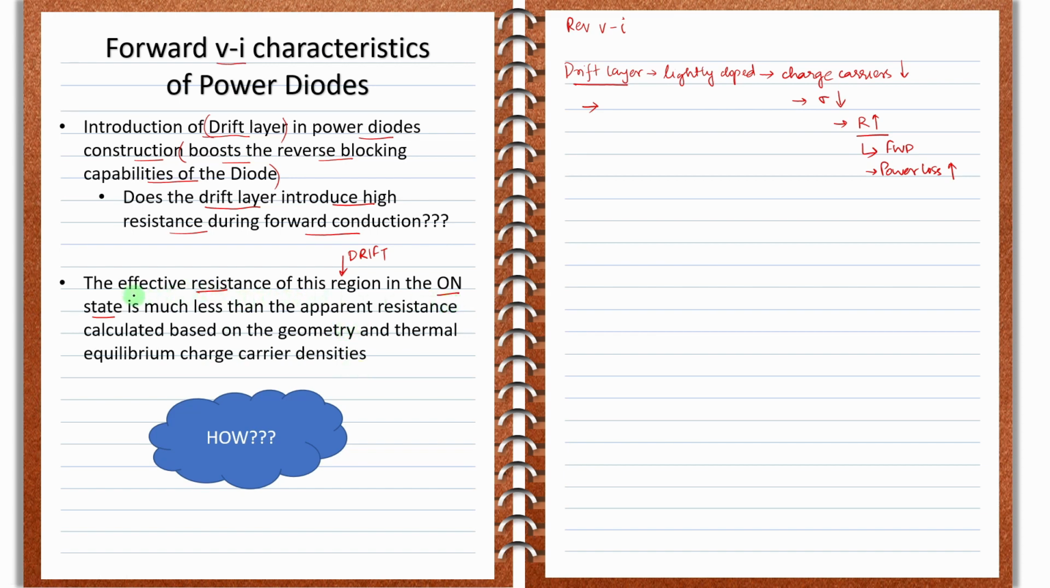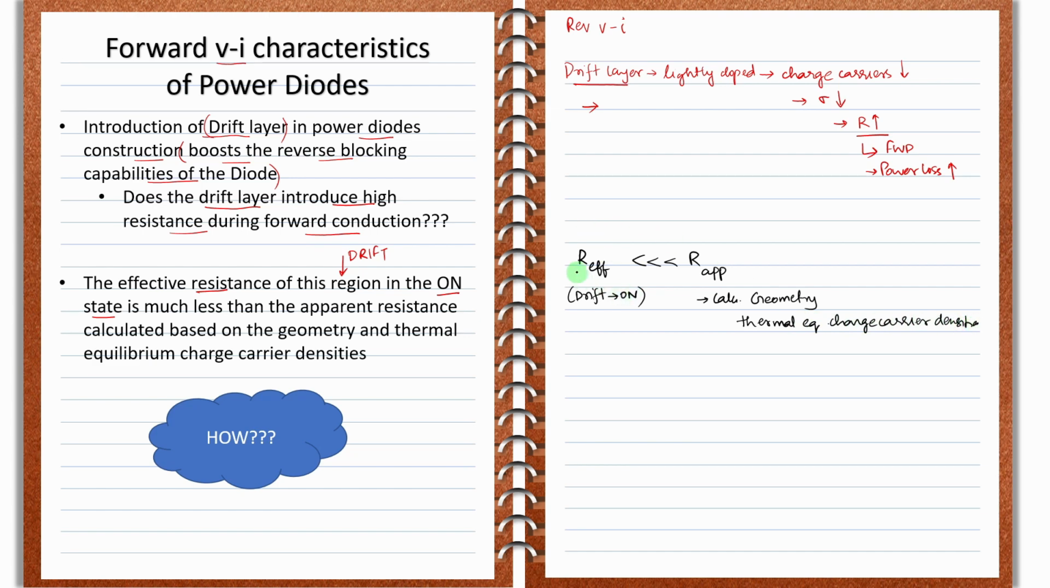Now, what it tells is the effective resistance of the region in the on state. So I'll write that here. The R effective of the drift region during the on state is less than the apparent resistance, which is calculated based on the geometry and the thermal equilibrium charge carrier densities.